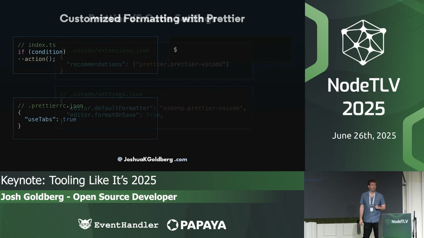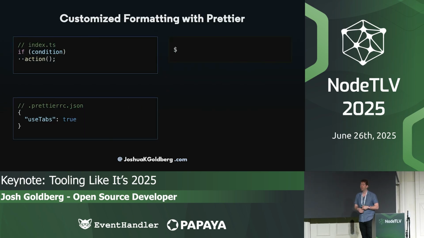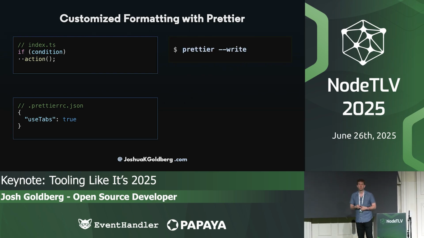But you can configure Prettier. You can, for example, say useTabs true in your Prettier RC, your config file. I'm told that this is better for accessibility, so I generally sometimes do this. And running Prettier again, we'll switch to tabs.